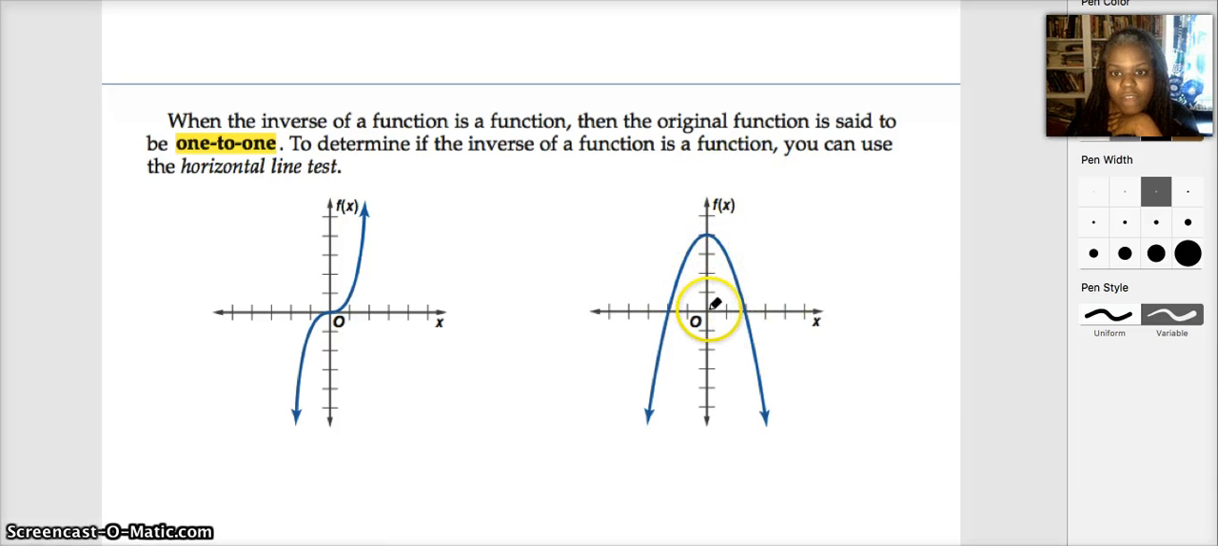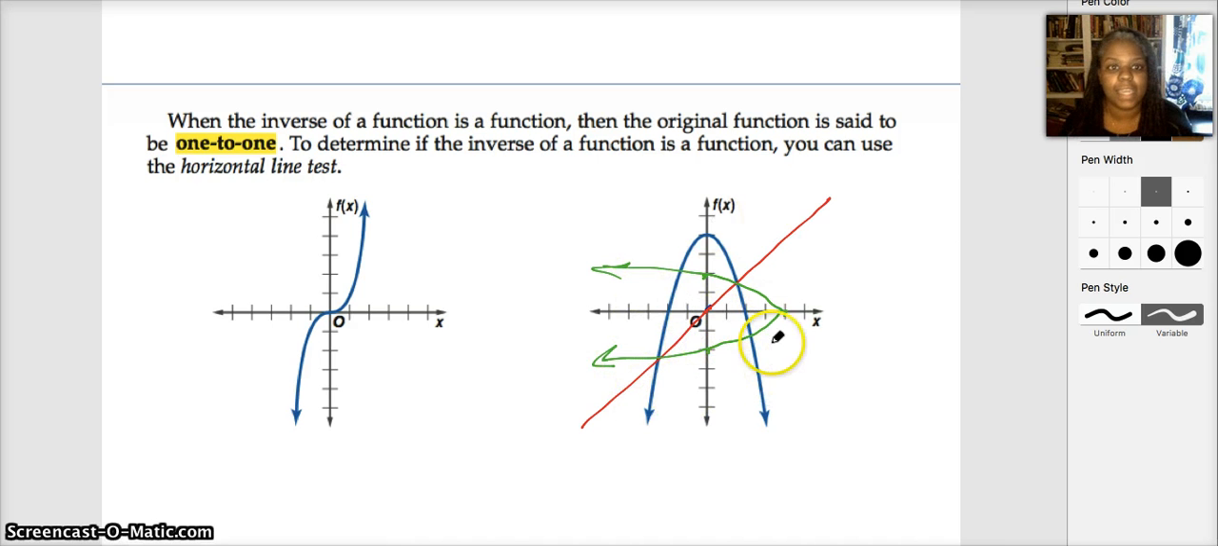Let's look at this graph right here. If we think about the y equals x line, which is right here, and I were to reflect this over the y equals x line, I would get this green function that I'm going to draw in here. You'd get this as the inverse. But this is not a function, right? It fails the vertical line test. So not every function gives us a function when we find its inverse.